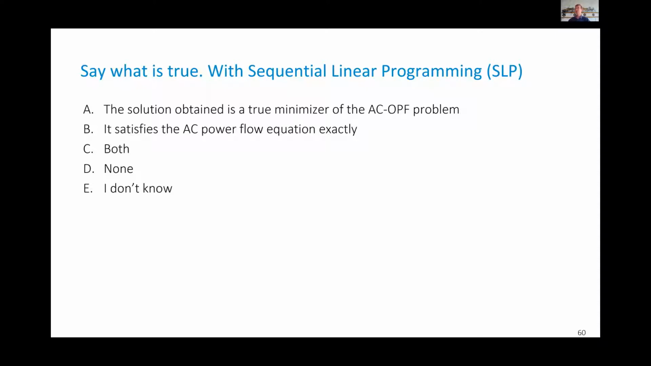I close in a few seconds. And the exact solution is B. It satisfies the AC power flow equation exactly. That's the benefit of SLP. However, it is not necessarily the true minimizer of the AC-OPF problem. Of course, if there were a linear way to obtain a true minimizer of the AC-OPF problem, that would be wonderful, but that's not the case.